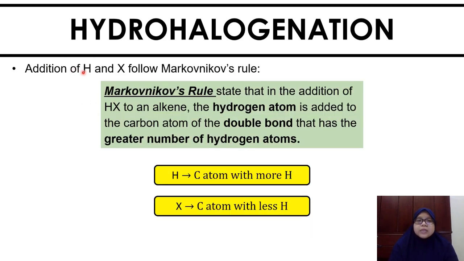So the addition of H and X will follow Markovnikov rule. So, Markovnikov rule states that in the addition of HX to an alkene, the hydrogen atom is added to the carbon atom of the double bond that has the greater number of hydrogen atoms. Means that our hydrogen will be added to carbon with more hydrogen, and our halogen will be added to carbon atom with less hydrogen. Let's look at an example.